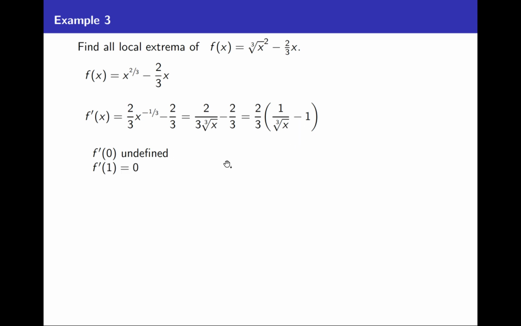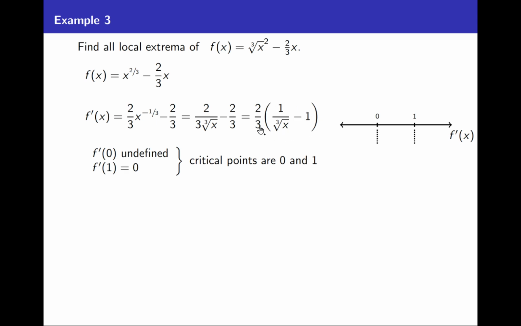f prime of 1 equals 0. And you can see that's the only value of x that would make this derivative 0. It's a simple enough expression that you can just read it off. So we have two critical points, 0 and 1. 0 makes the derivative undefined, and 1 makes the derivative equal to 0. So we've got our critical points, and let's plot them right here on the number line. The next step is to apply the first derivative test to each of these critical points and see how the sign of f prime changes.